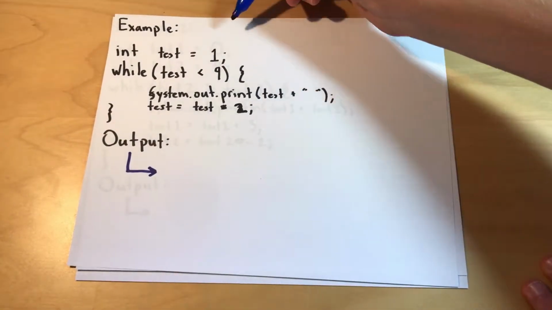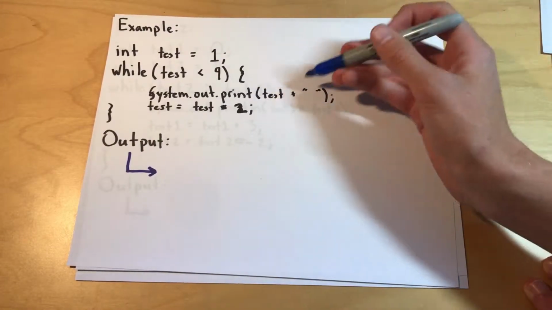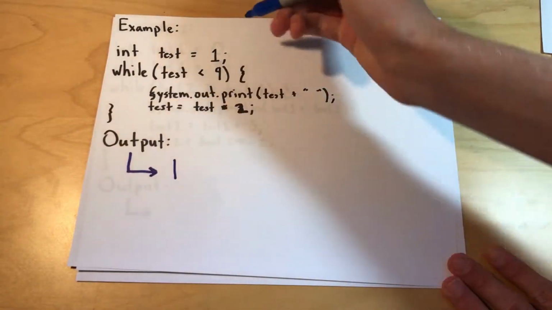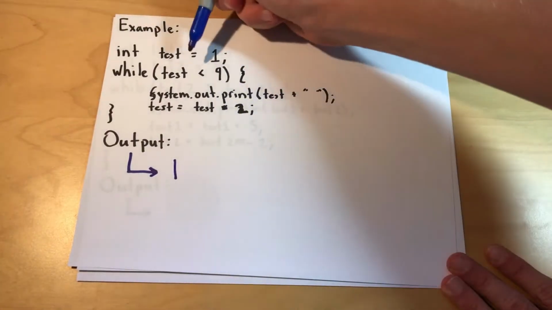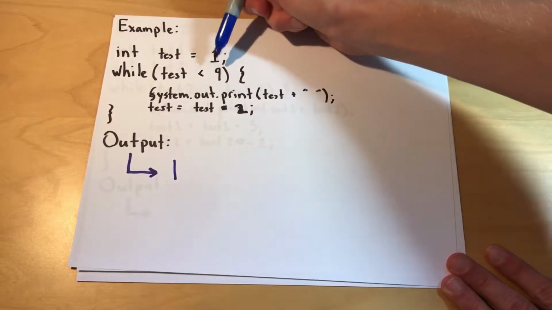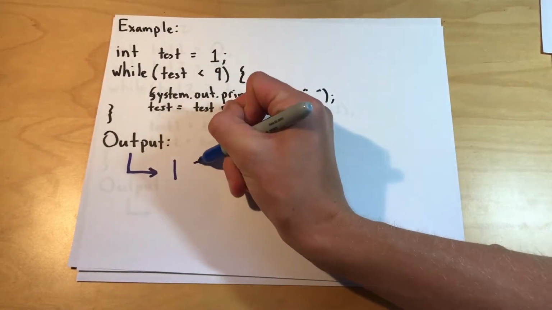Test starts out as 1. That is less than 9, so it'll go into the while loop. It will print out 1 and then multiply it by 2. So now our test value equals 2. It goes back through the while loop. 2 is less than 9. It will print it out, and then it'll multiply it by 2 again, so test equals 4.